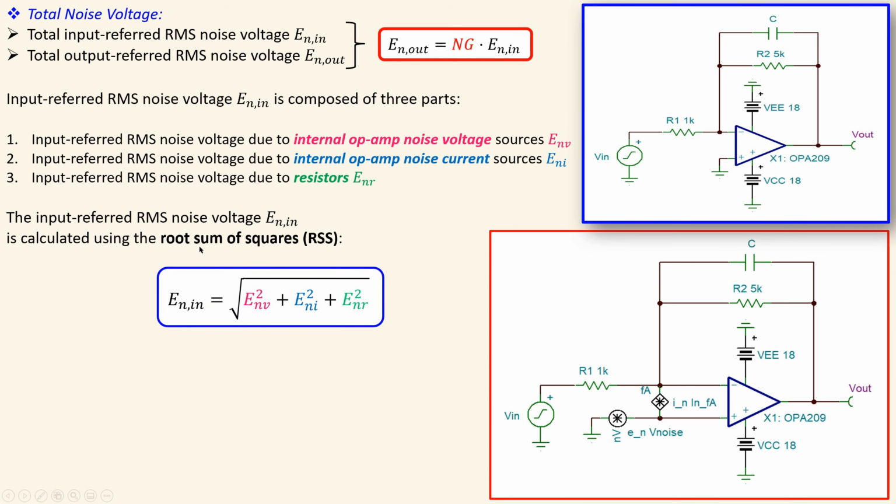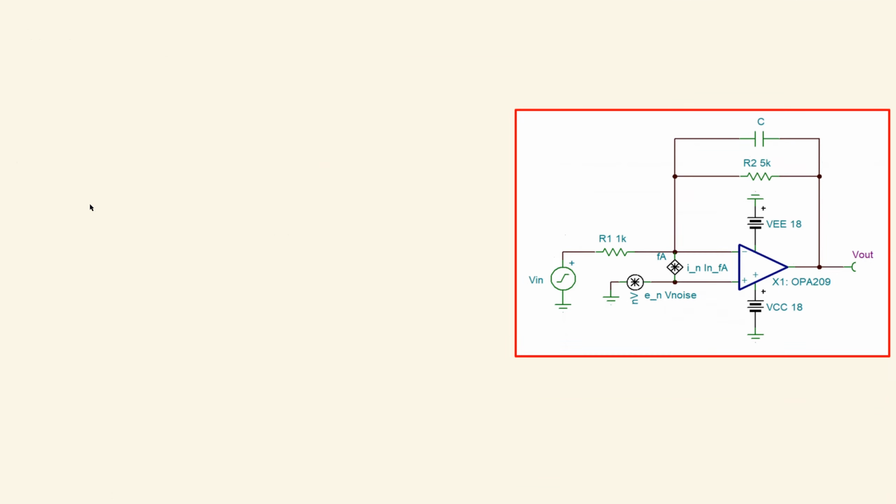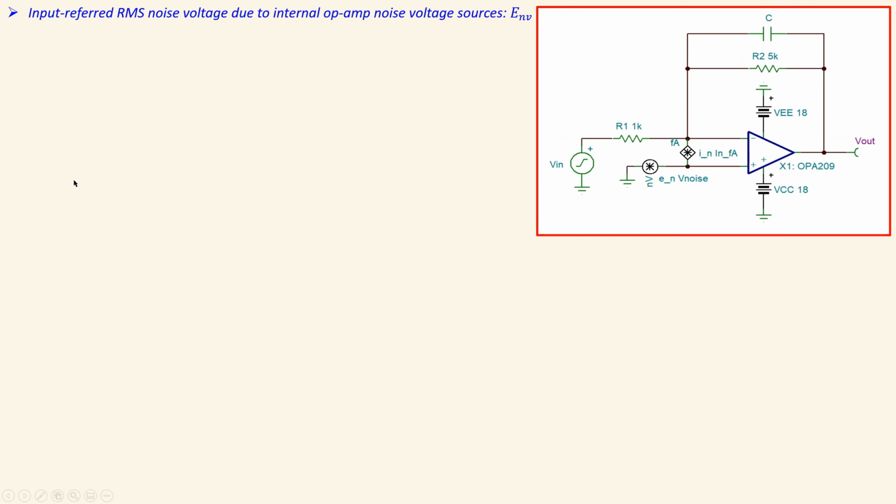You can see it is a root sum of squares because you square each term, add them up, and then take the square root. That will give you the effective input referred RMS noise voltage. Now, let's also look at each part.